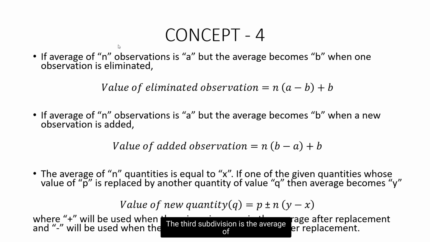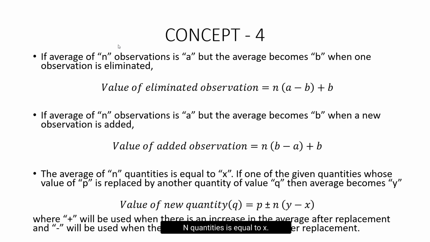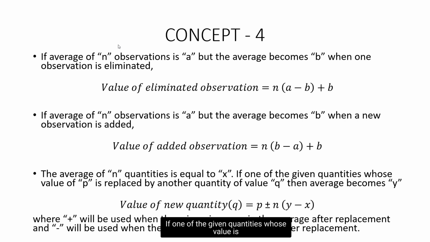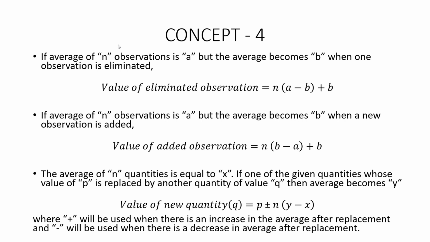The third subdivision is the average of n quantities is equal to x. If one of the given quantities whose value is p is replaced by another quantity of value q, then the average becomes y. In such a case, the value of the new quantity q is equal to p plus or minus n into y minus x.